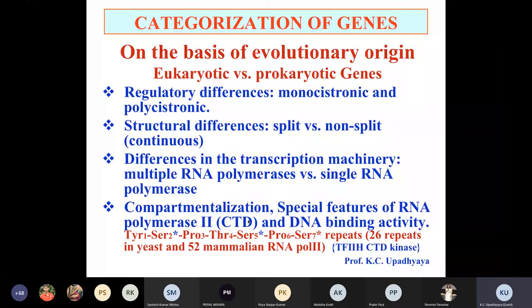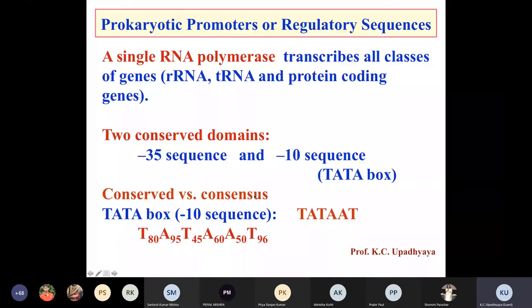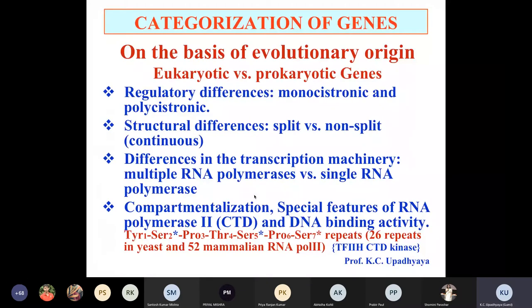Multiple RNA polymerases versus a single one. A prokaryote contains a single RNA polymerase which is responsible for transcription of all kinds of genes, the protein coding genes or RNA coding genes, but in a eukaryotic system you have multiple RNA polymerases. There is also a distinction in the RNA polymerase for protein coding RNA, called RNA polymerase 2, because in the eukaryotic systems we know there is a compartmentalization, the nuclear compartment and the cytoplasmic compartment. The RNA polymerase responsible for synthesis of proteins is RNA polymerase 2. Regarding DNA binding activity, none of the RNA polymerases of eukaryotic systems, RNA polymerase 1, 2, 3, have DNA binding activity, whereas the RNA polymerase of prokaryotic systems has DNA binding activity.